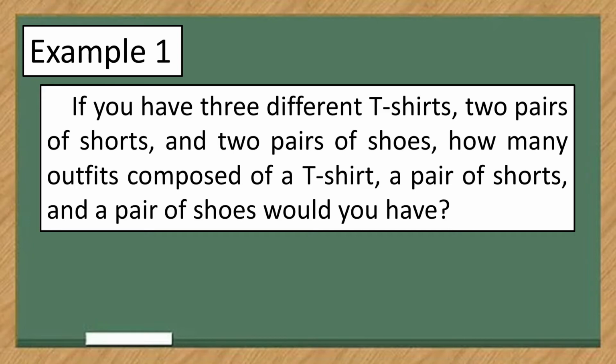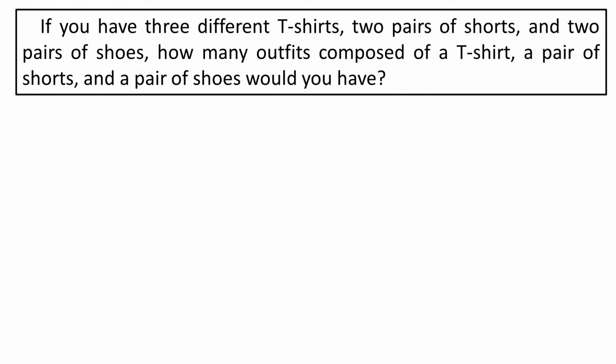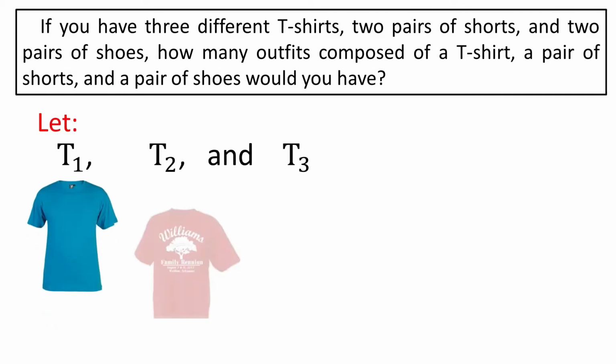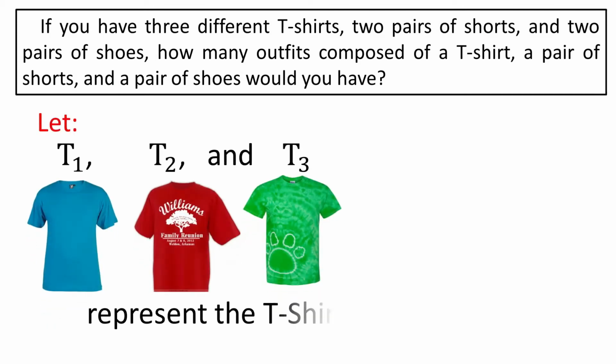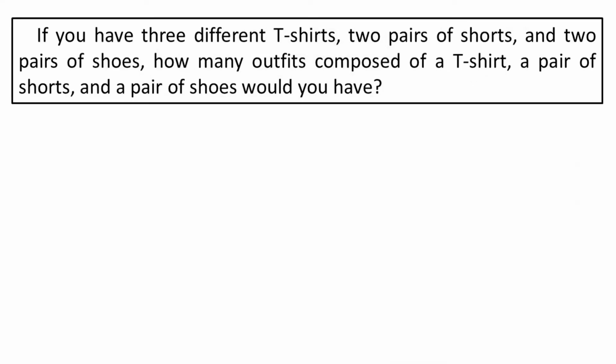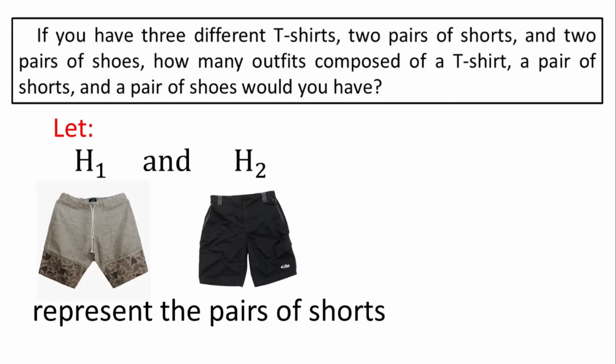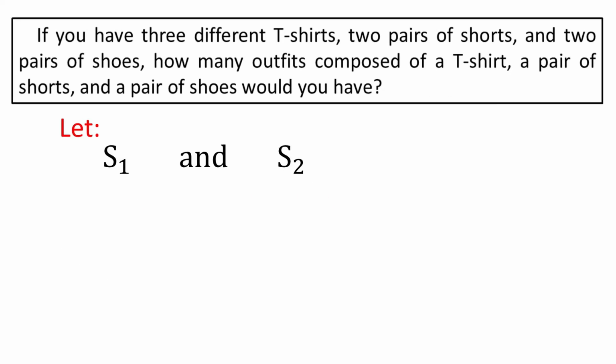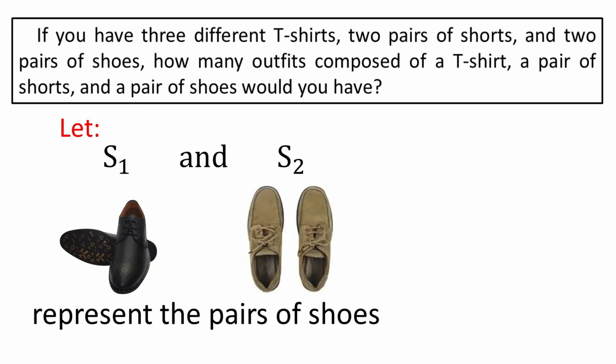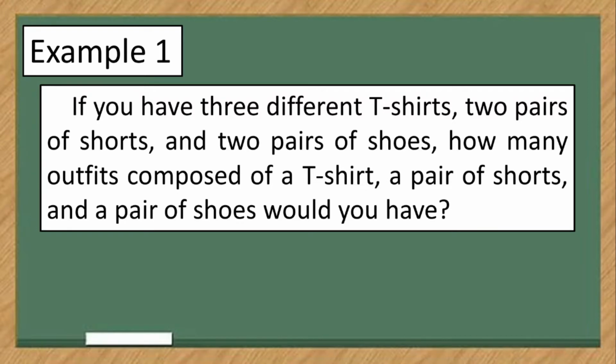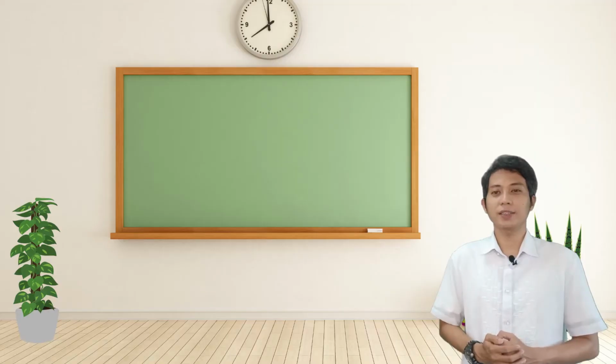Let us use a tree diagram to illustrate our solution. Let T sub 1, T sub 2, and T sub 3 represent the t-shirts. H sub 1, H sub 2 represent the shorts, and S sub 1, S sub 2 represent the pair of shoes. First, let us list down all the possible choices in the beginning.